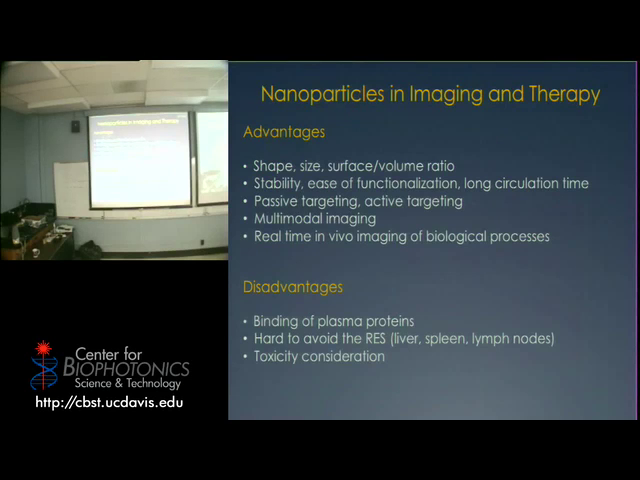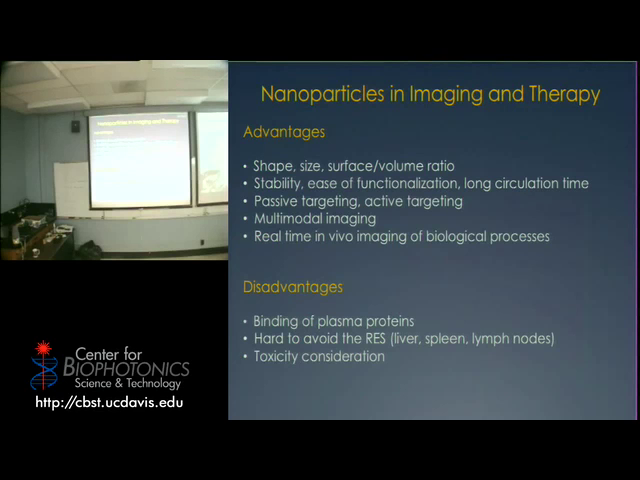We have talked about some of the advantages. The shape, size, surface to volume ratio would go there. So essentially you can modulate all these factors to prepare particles that have defined properties like circulation, pharmacokinetics, and so on. They tend to be stable, more stable than drugs. This is arguable, they're hard to functionalize, but once you find the good recipe, then you can apply it to a variety of drugs and components. So at that point, it becomes easy to functionalize.